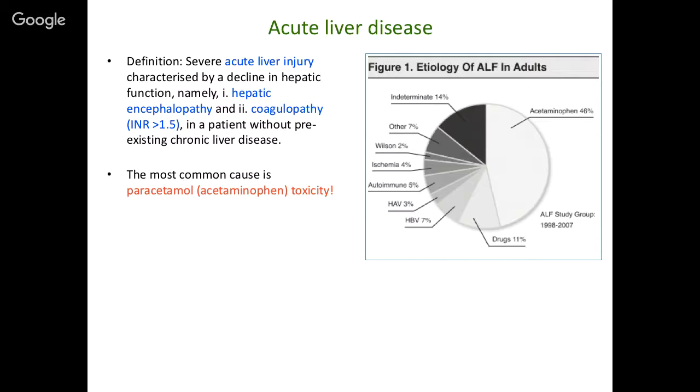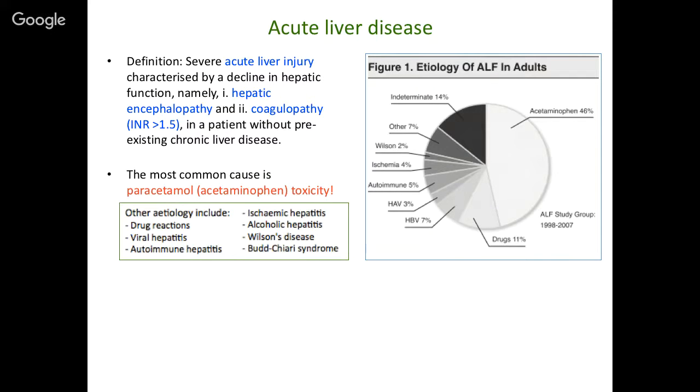And also, it's in a patient without pre-existing chronic liver disease, okay? Sometimes you can get acute on chronic, but that's a bit different. So hepatic encephalopathy, coagulopathy with an INR of more than 1.5, and they shouldn't have any chronic liver disease. The most common cause is paracetamol toxicity or paracetamol overdose, okay? There's many other causes as well.